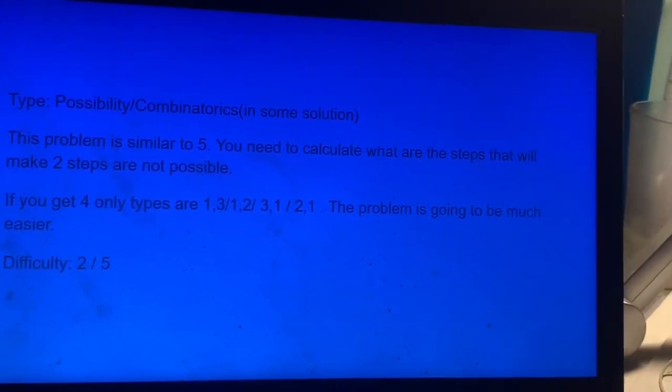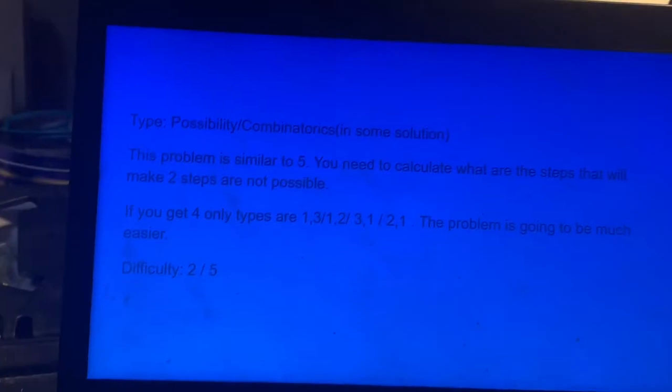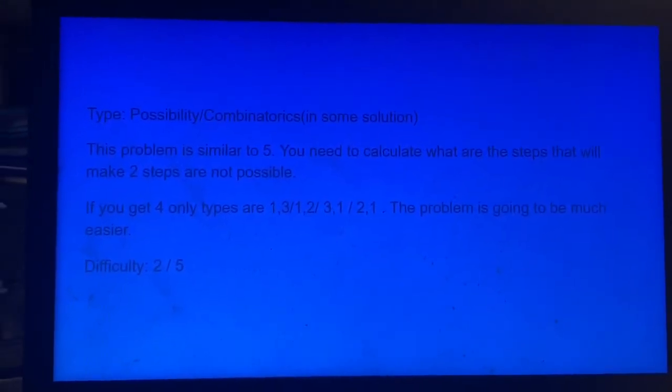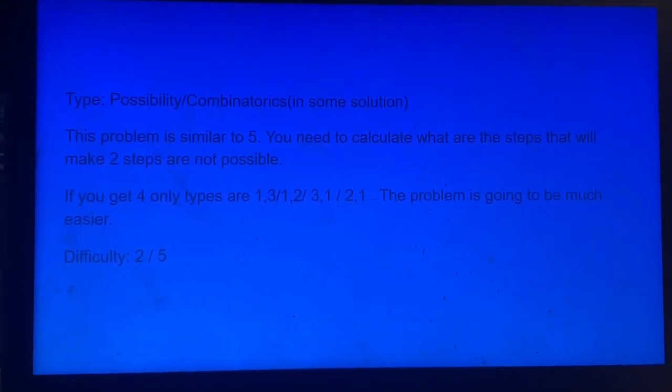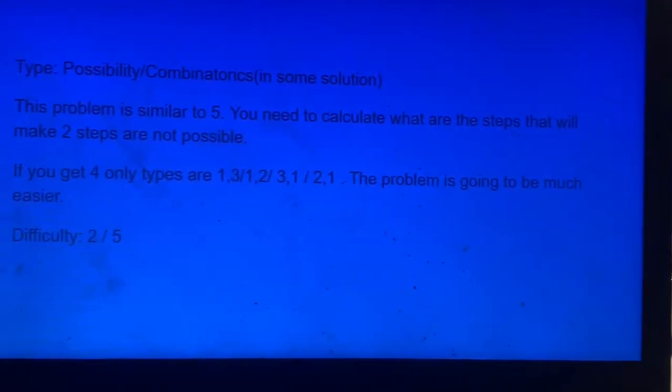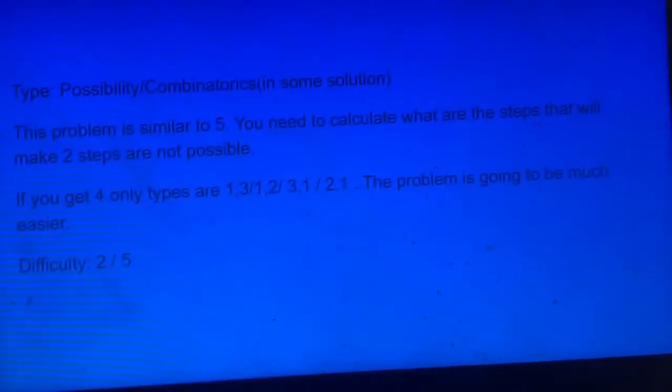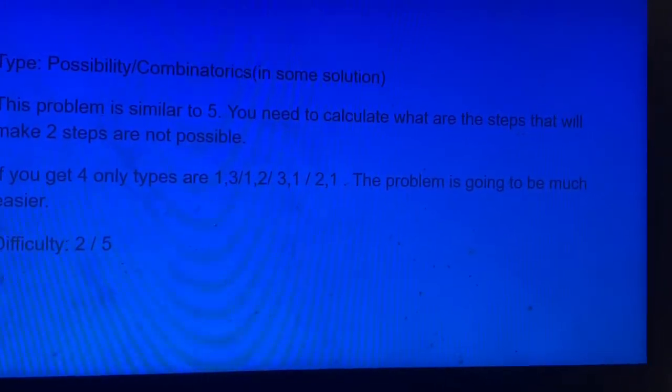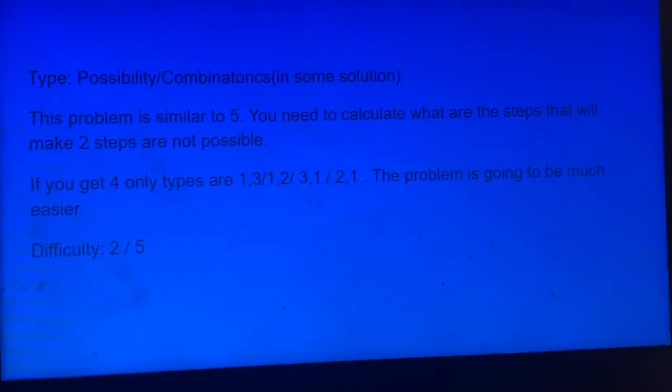This problem is similar to problem 5. It can also be solved using complementary counting. If you realize that the only 4 cases are 1, 3; 1, 2, 3; 1, 2; and 1, the problem is going to be much easier. So the difficulty for this problem is 2 out of 5, since you need to think a little bit.